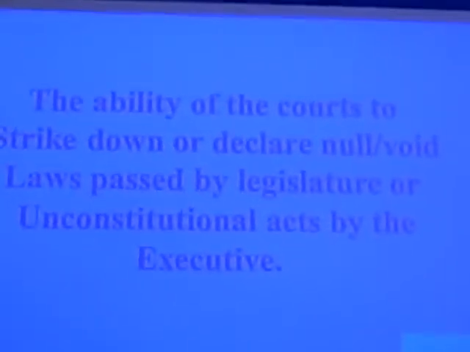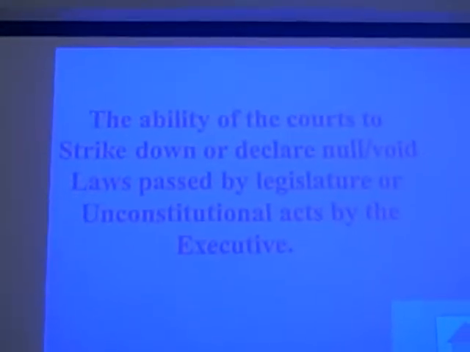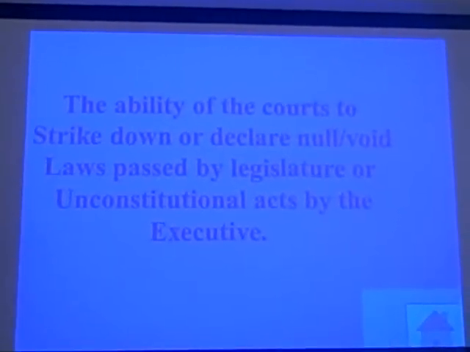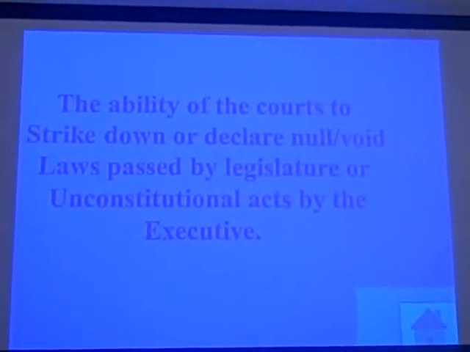Go ahead, Raphael. Judicial review is a power that the judicial branch has of the government to make sure that laws that are unconstitutional are not passed. Not enforced. Are not allowed to proceed. Not allowed to proceed. The ability of courts to strike down or declare null or void laws passed by the legislature or unconstitutional acts by the executive.